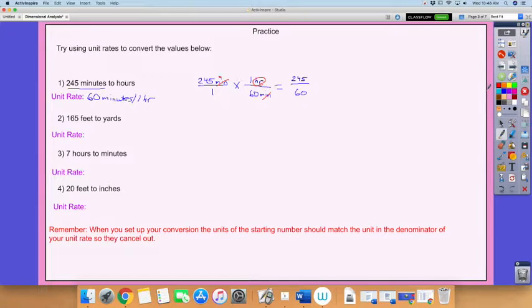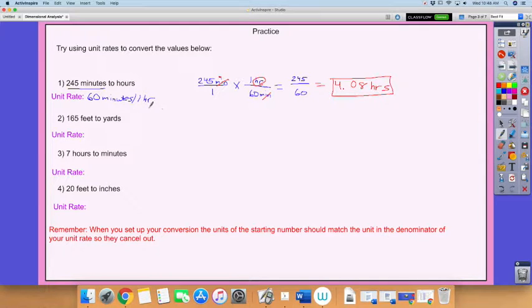And now we'll go ahead and divide. 245 divided by 60 gives us 4.08 hours. So 245 minutes is just a little bit above 4 hours. So again, the key thing we want to practice is making sure our starting numerator unit also goes in the denominator of our next part.